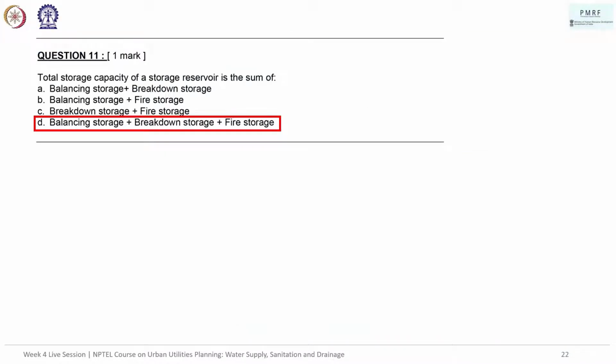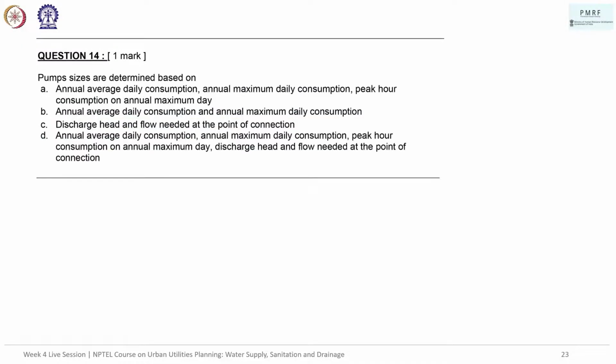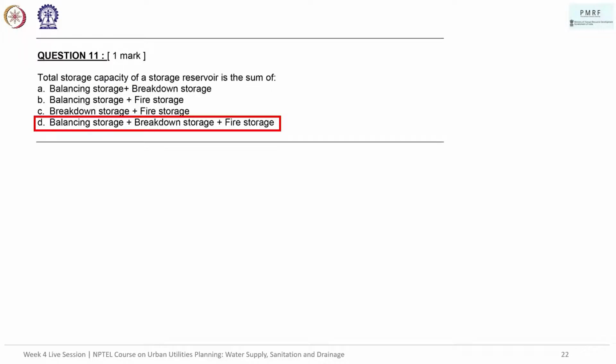So the answer is D, balancing storage plus breakdown storage plus fire storage. Right. So any questions till now? Any issues in the explanation? Please repeat balancing storage. Actually, there is one problem where we will be working out the balancing storage. I think when you get to that, you'll understand the balancing storage part. Is that all right? Okay, no problem.